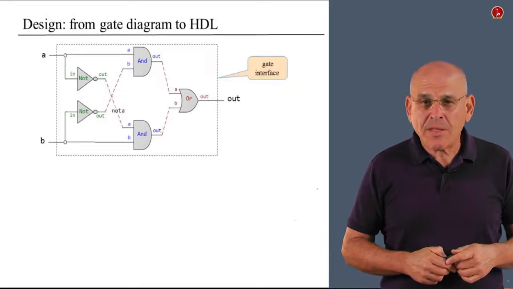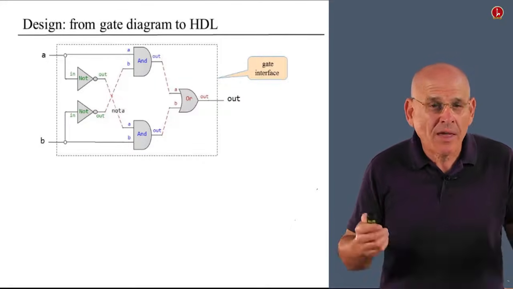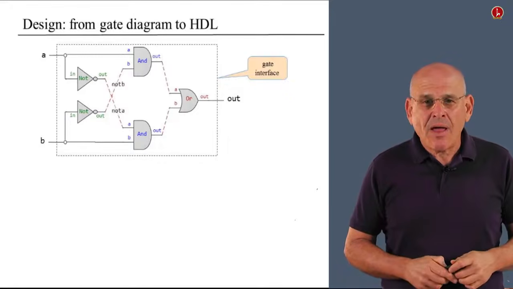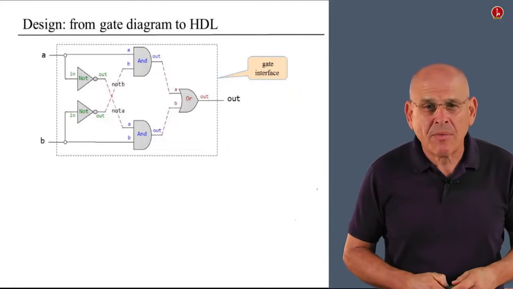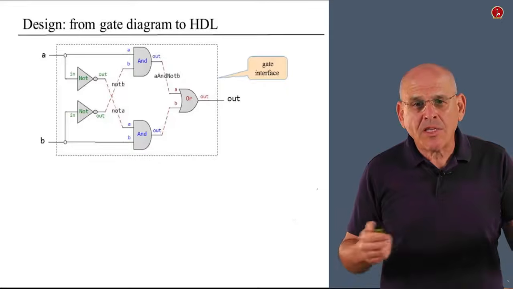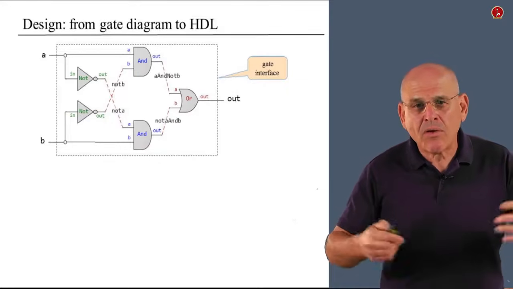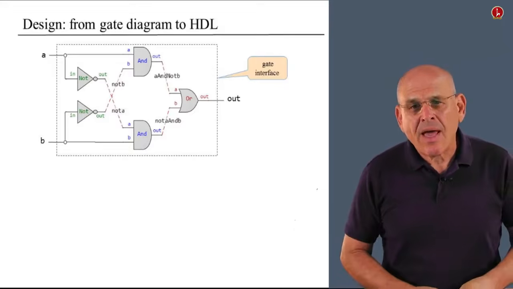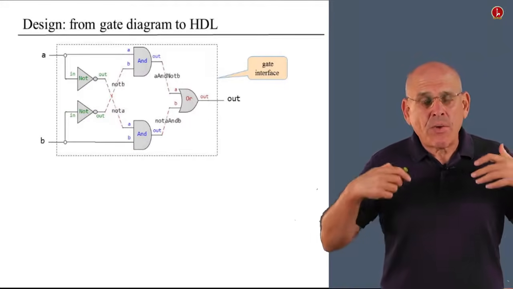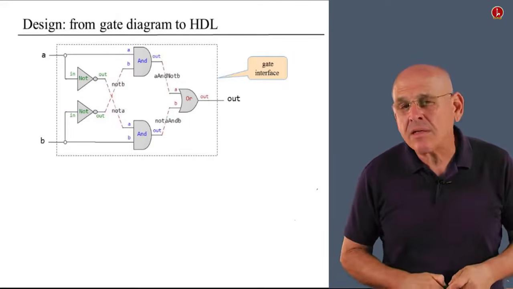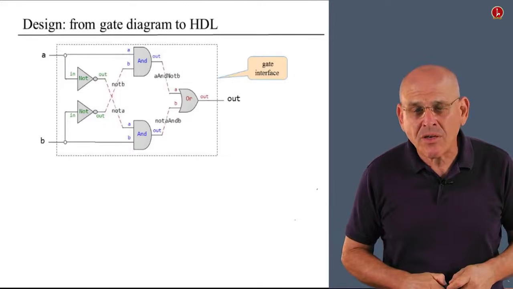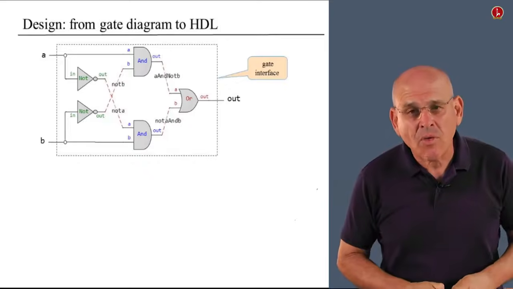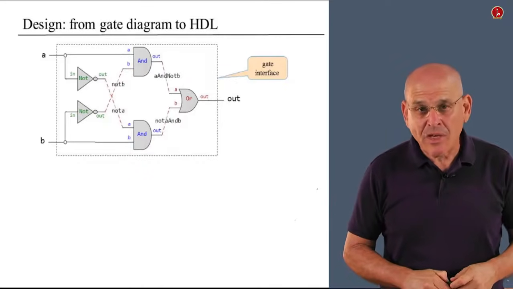We can call this particular connection NOT A, which is a sensible, self-descriptive name. We'll do the same thing with NOT B. We can call this one A and NOT B. We can call this one NOT A and B. And that's it. We have named all the internal connections in our architecture, and we can now move on to describe this diagram in HDL.